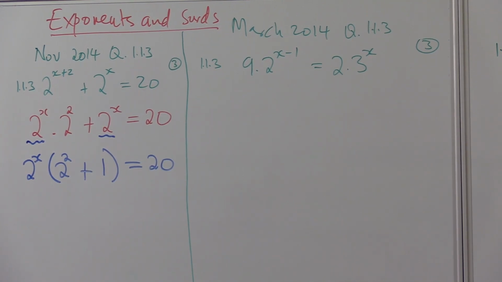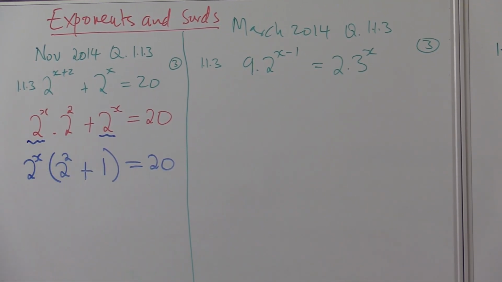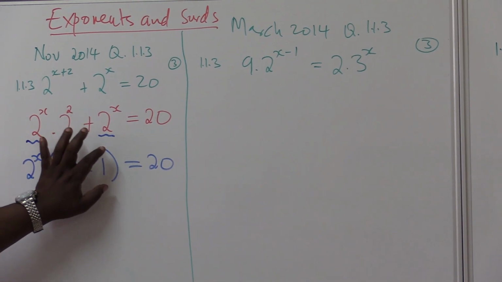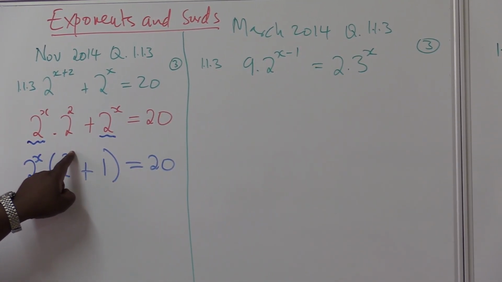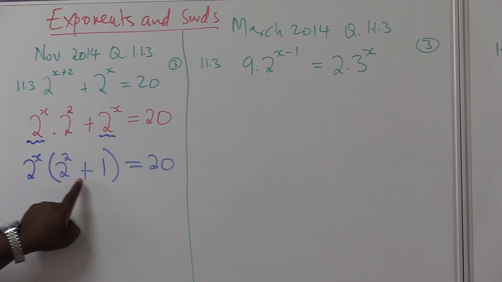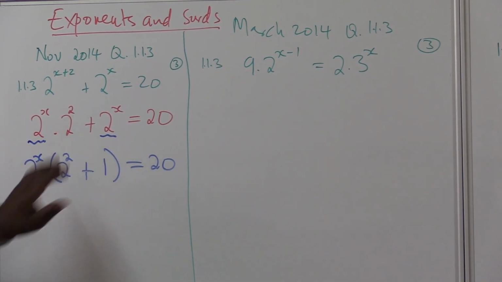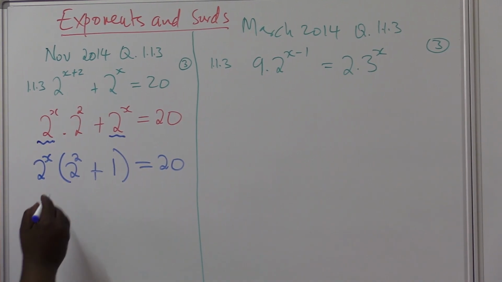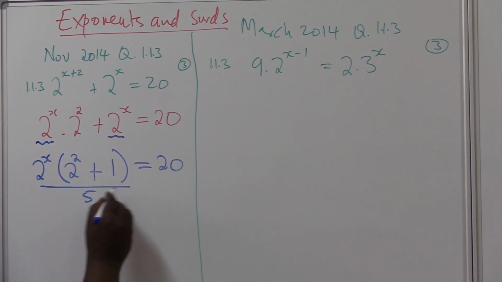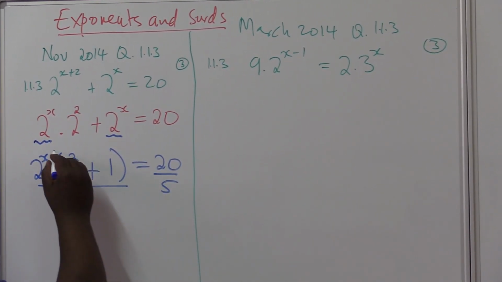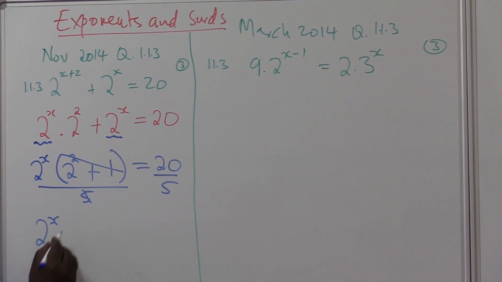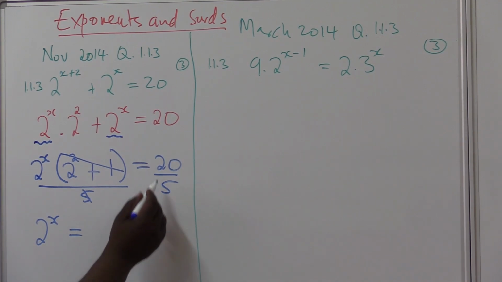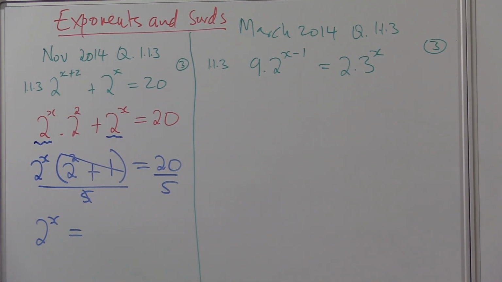What do I do next? Remember that I'm solving for x. I've got to leave that one there. So this must go. What is this in actual fact? What is 2 to the power 2? It is 4. What is 4 plus 1? It is 5. So we divide by 5 on both sides, so that this 5 divides here once. We are left with 2 to the power x equals 20 divided by 5. 5, 10, 15, 20. Goes 4 times.